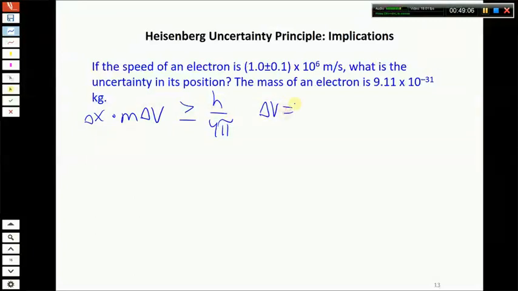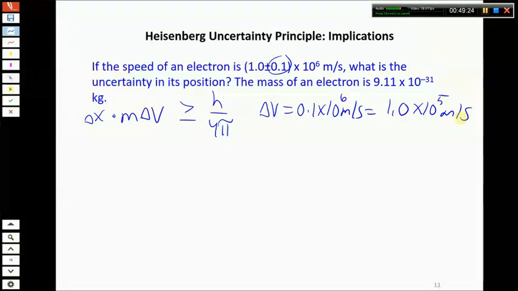Delta v is given to us here. It's this uncertainty in velocity, which is 0.1 times 10 to the 6 meters per second, or conventionally written as 1.0 times 10 to the 5th. So that's the uncertainty in our velocity, sort of the range of values that it could be is somewhere in that 1.0 times 10 to the 5th.